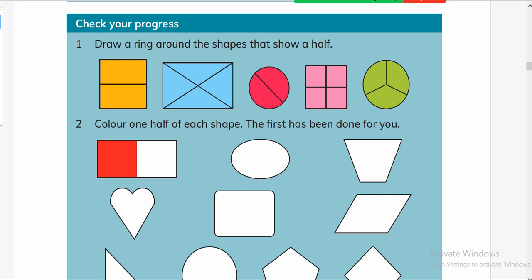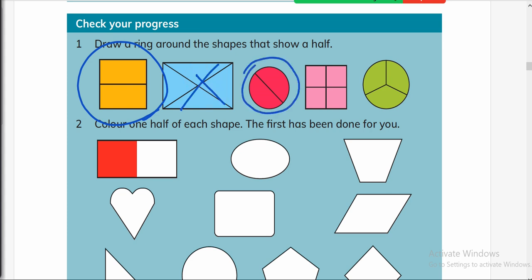Draw a ring around the shape that shows a half. Okay, so this shape is showing a half. This shape is showing 4 parts. This is also showing a half. So that's why they have written draw a ring around the shapes. These two have 2 equal parts, and this has 4 parts and this has 3 parts. But see, none of them is unequal distribution.